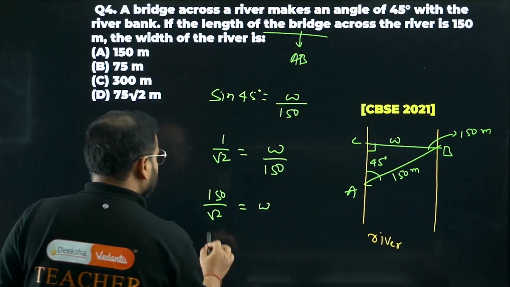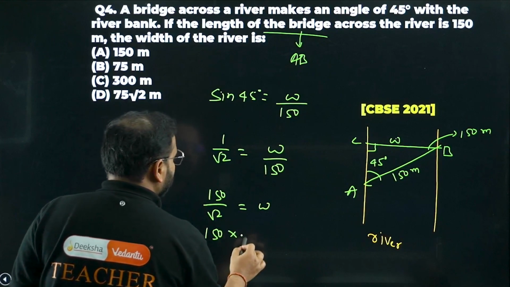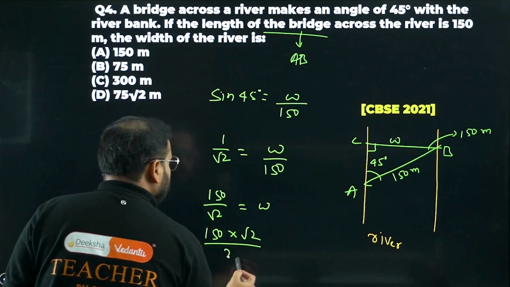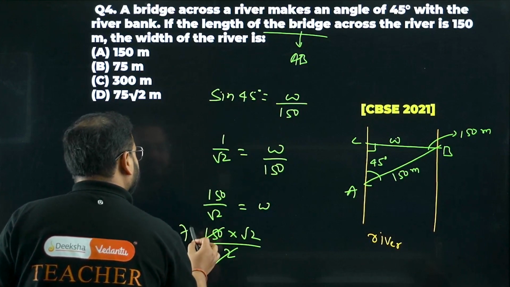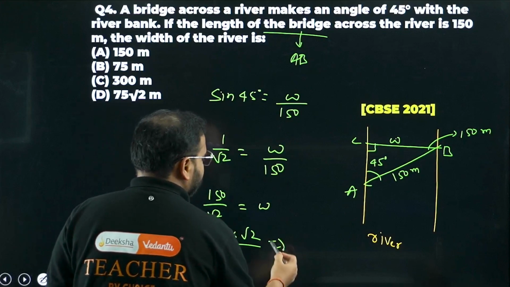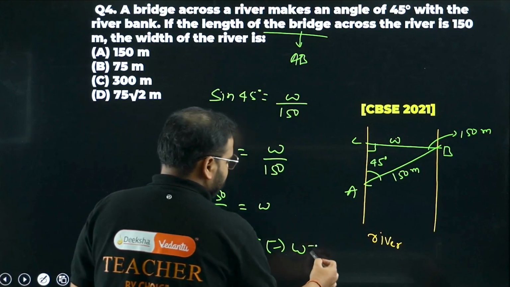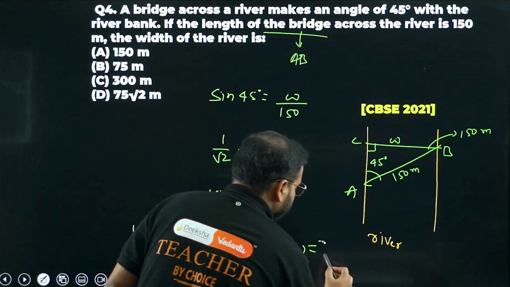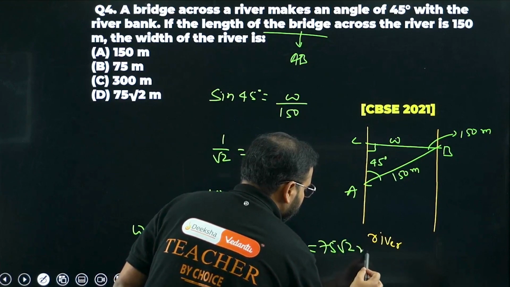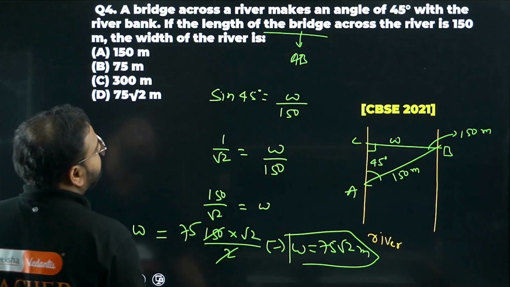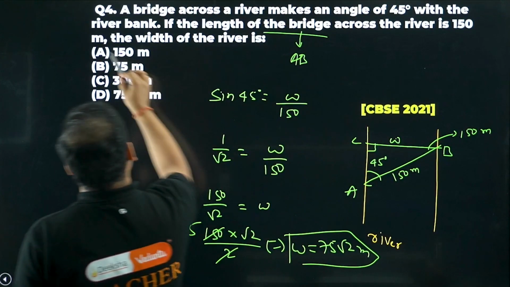We can rationalize this. So 150 into root 2, and when you multiply root 2 in the denominator, you get simply 2. Cancel this: 75. So the width is 75 root 2 meters. Unit, please check. It's meters only, right? Yes, meters.